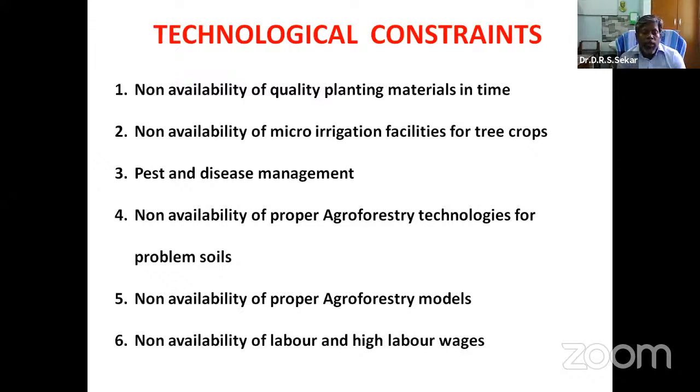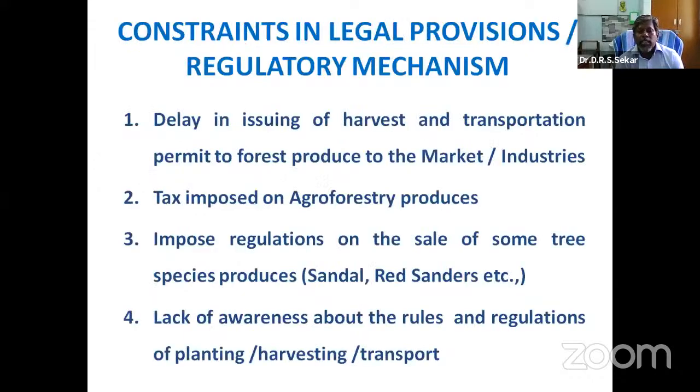Number six is the non-availability of labor and high labor wages. This is one of the key areas being debated in various political and other forums. Now in social media it is being widely debated. Apart from that are the constraints in the legal provisions and regulatory mechanisms. First, delay in issuing the harvest and transportation permit for forest produce.